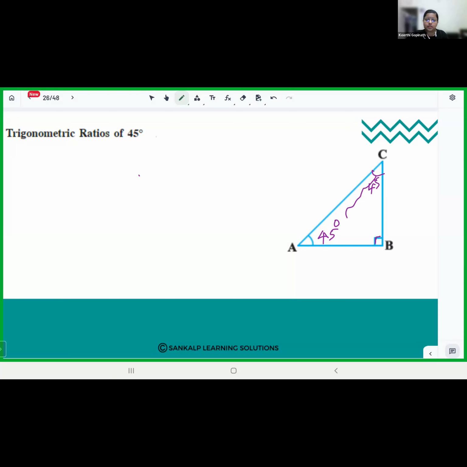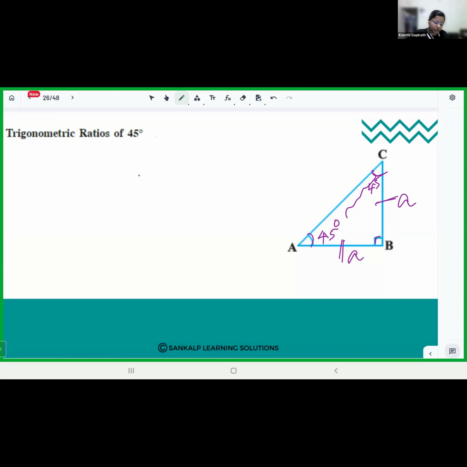So what can you say about the triangle ABC? It is not only right angled but also isosceles, since the base angles are equal, 45 degree each. So these two sides will be equal, and this becomes an isosceles right angle triangle. So AB is equal to BC. Let this BC be A. Then AB will also be A, because it is an isosceles triangle.